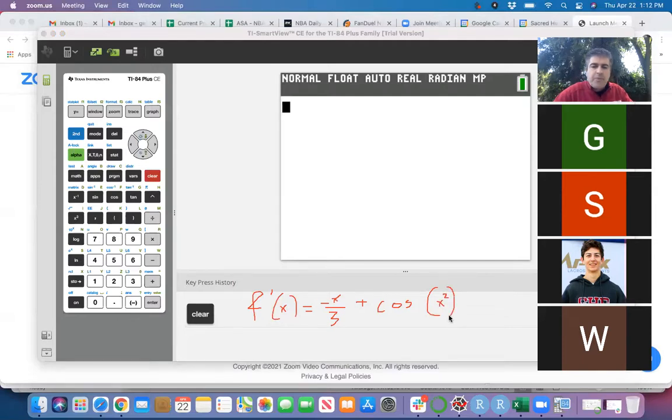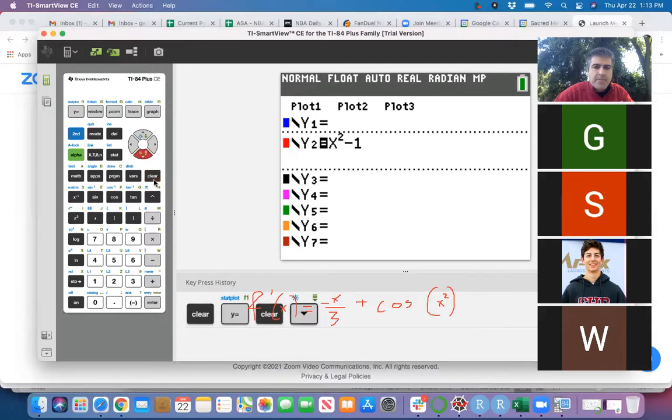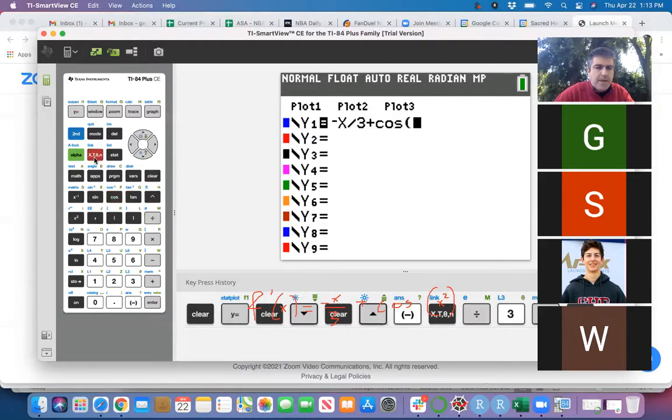Okay, so I'm going to go to y equals. I'm going to clear what I have here already. And I'm simply going to type in my derivative, which is negative x over 3 plus cosine x squared.